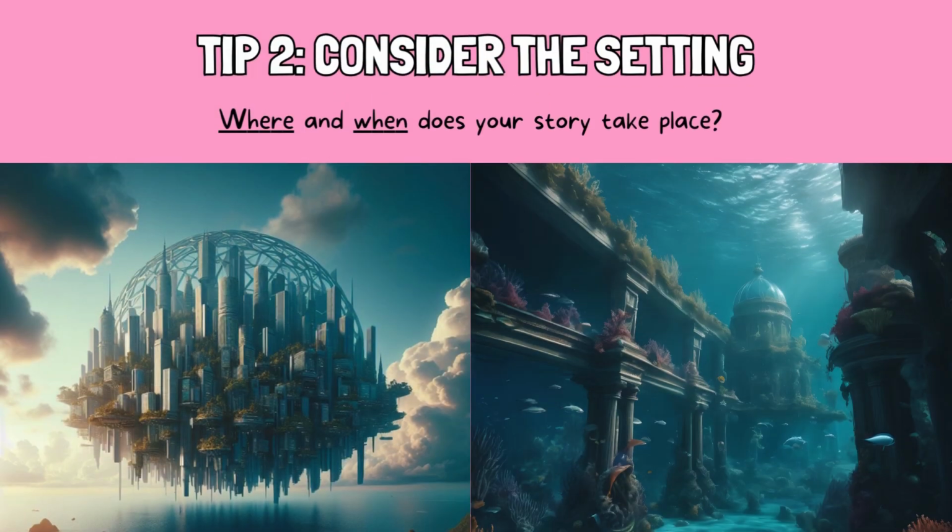Tip 2. Consider the setting. Where and when does your story take place? Is it a medieval fantasy world, a dystopian future, or something else entirely? Some setting ideas might include a giant floating city in the clouds, or a vast underwater metropolis constructed by humans who fled a dying Earth centuries ago. The setting will help to determine the types of characters, creatures, and technologies that exist in your world.